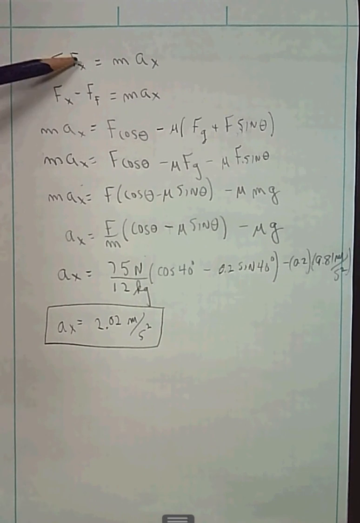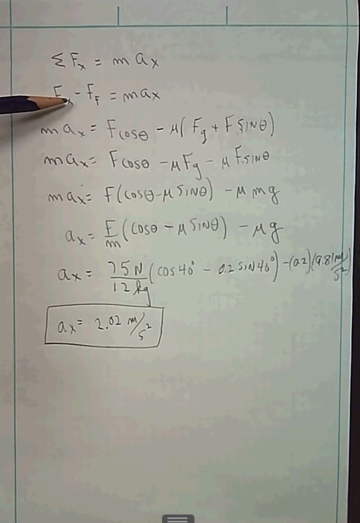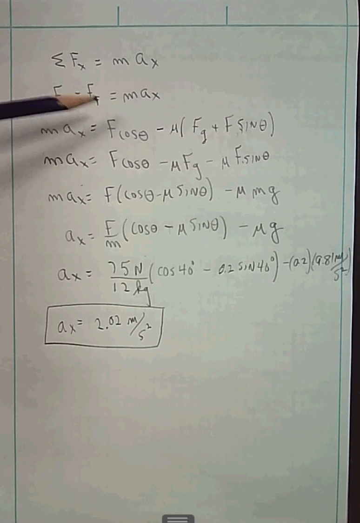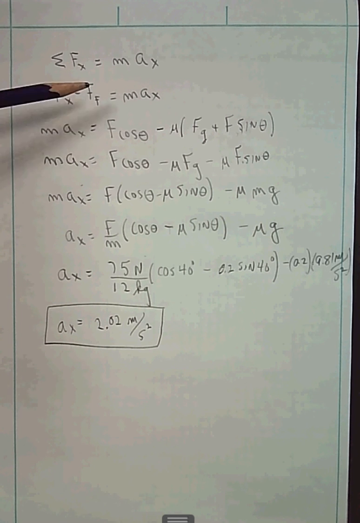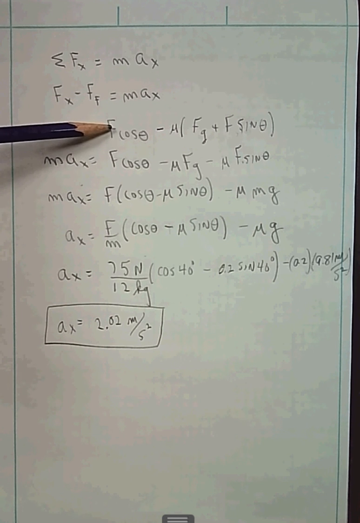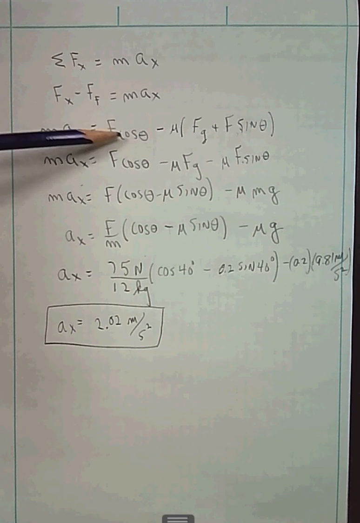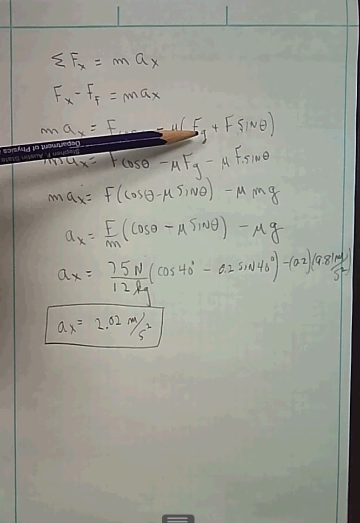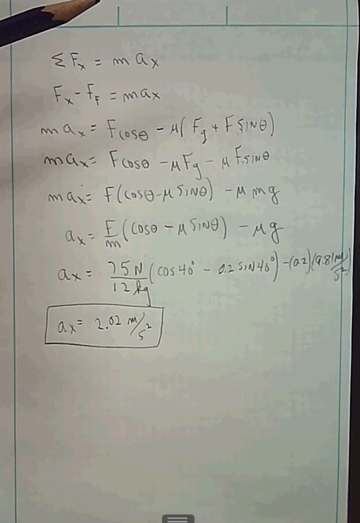So if we sum the forces in the x direction, that's the positive x component of the force F minus the force of friction, and that's got to equal the mass times acceleration. If we solve for the mass times acceleration, that's going to be the x component of the force, F cosine theta, minus mu times the normal force, which is Fg plus F sine theta.